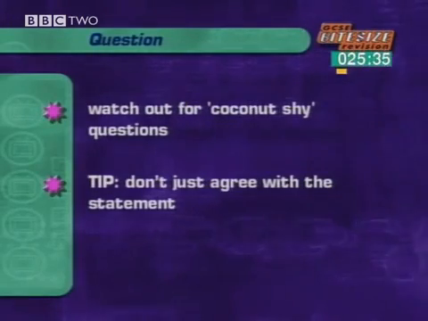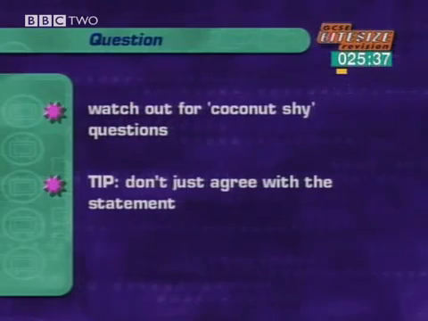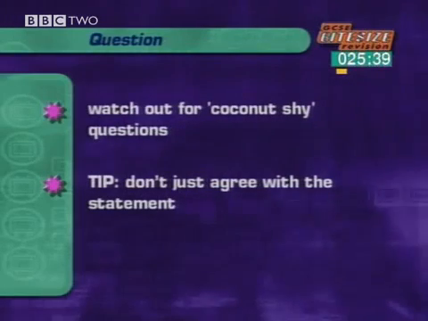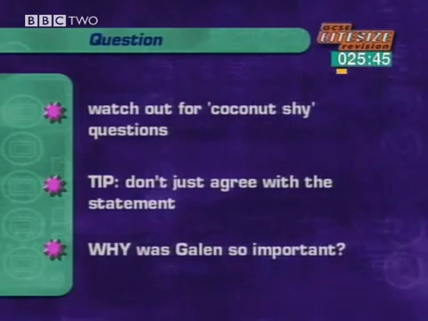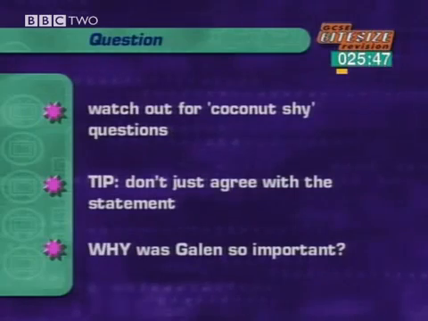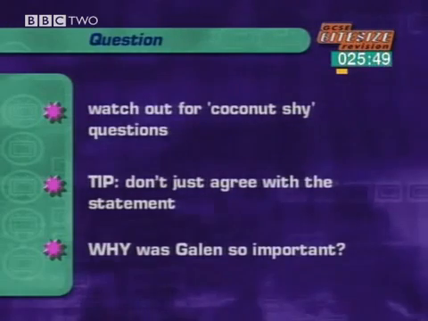Here's a tip. Never agree with the coconut shy statement. Don't be misled by the examiner. Is it true he made mistakes? Above all, why was he important? With 8 marks at stake, you should probably write about 3 paragraphs.